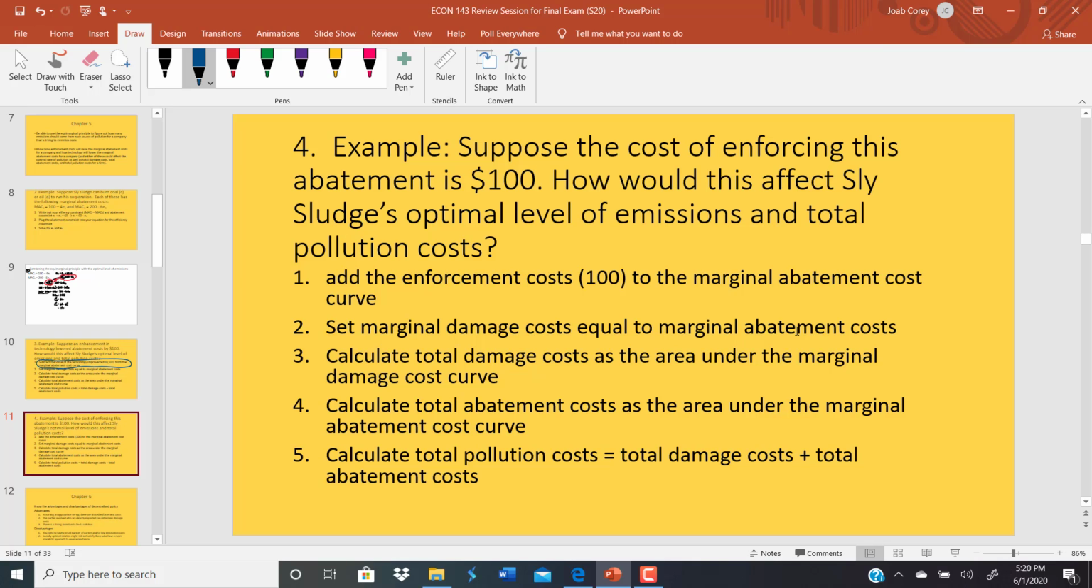So problem number 4 here says, suppose the cost of enforcing this abatement is $100. How would this affect Slide Sludge's optimal level of emissions and total pollution costs? The big difference here is that whereas technology subtracted from marginal abatement costs, our enforcement costs are going to be adding to our marginal abatement costs. Then you solve it in the same way that we've been doing. You set the damage cost equal to your new marginal abatement cost curve, and calculate out the damage cost, the abatement cost, and the pollution cost.